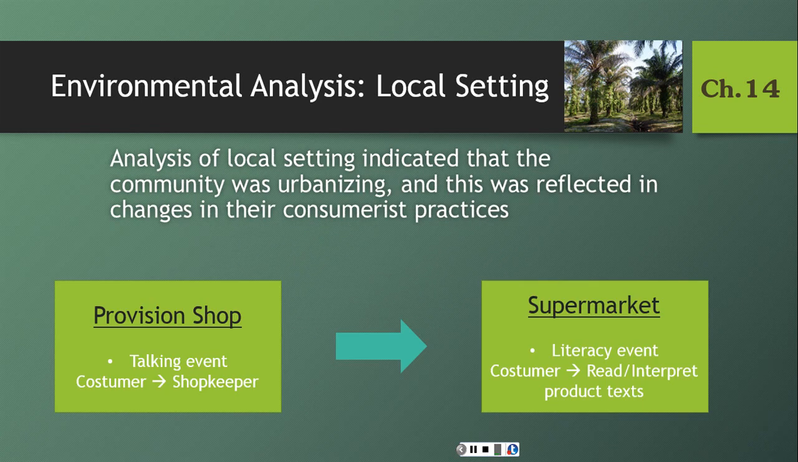Analysis of the local setting indicated that the community was now urbanizing, and this was reflected in changes in their consumerist practices. The practice changed as a result of initially shopping at a provision shop, which is a talking event between customer and shopkeeper, to now shopping at a supermarket, which was a literacy event where the customer had to be reading and interpreting product text.